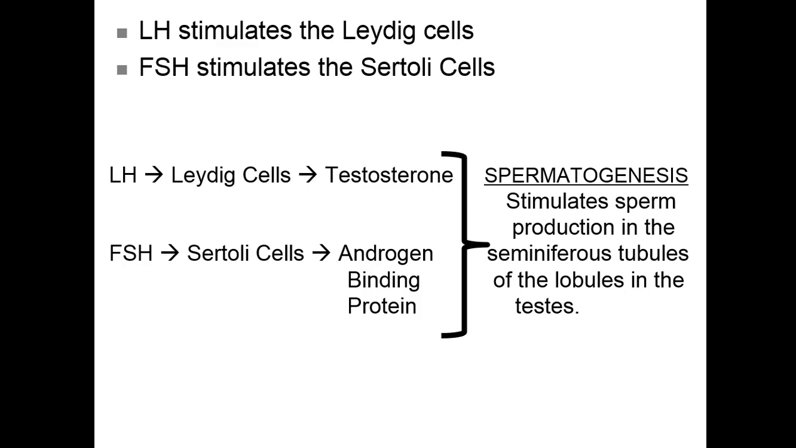So this is a little summary of what we've covered so far with our hormones, all on this one slide. This is a good slide to pay attention to because it breaks it down. We want to associate the L for LH and the L for Leydig cells, and that leaves FSH for the Sertoli cells.